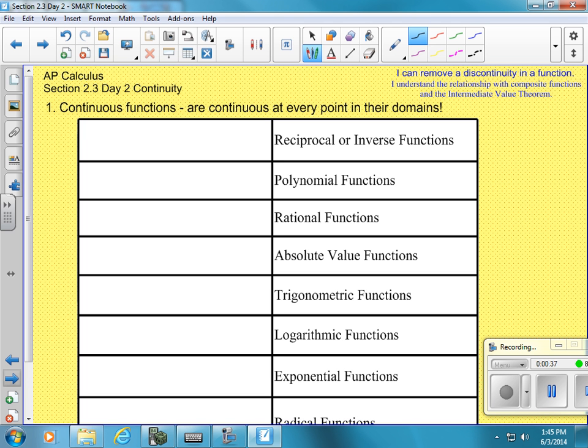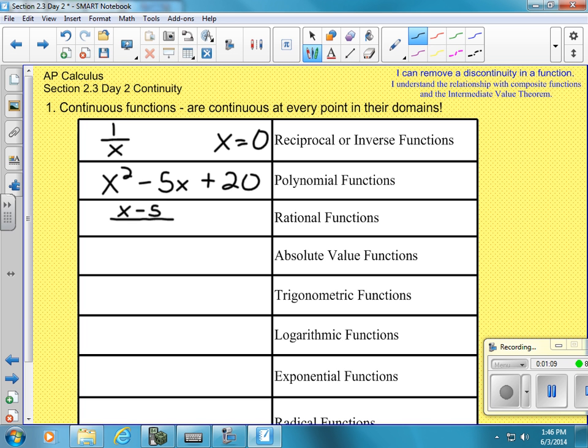The first thing we're going to talk about is all of these functions are continuous every place that they exist. All right, so if you have a function like an inverse function, it's continuous everywhere except for the place it doesn't exist, which is x equals 0. All right, polynomial functions are continuous everywhere. Rational functions, those are actually functions divided by functions.